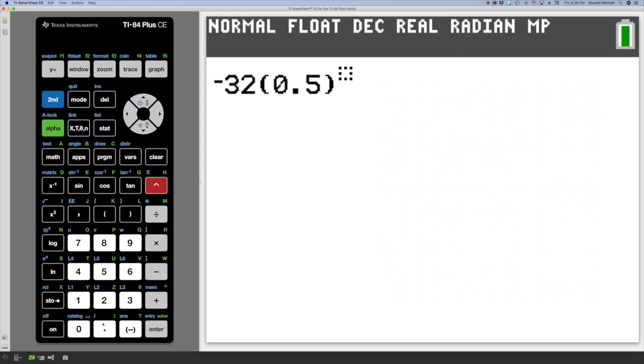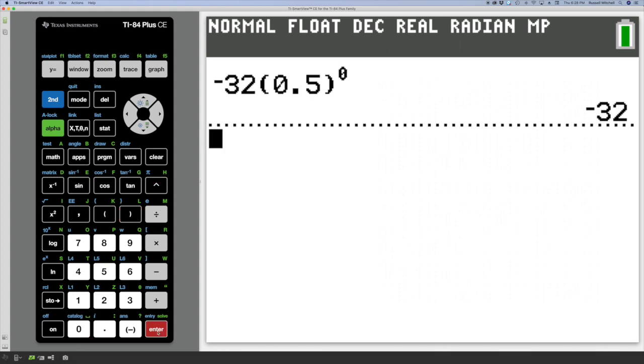raised to the 0 power. And we should know that that's going to be negative 32. And then negative 32 times 0.5, and then raised to the, and the n value is 10, right? Because we're going to do the first 10 terms. So this is going to be a power of 9.